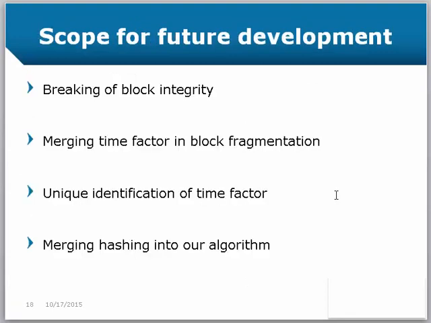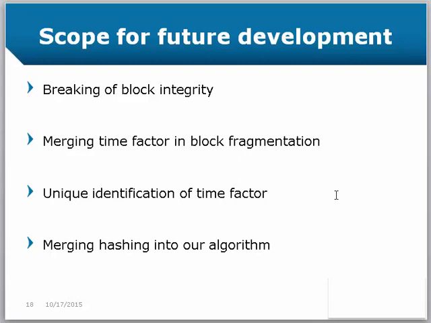Breaking of block integrity: here comes the scope for future development. What can be done in future? Here you can see the breaking of block integrity. Block integrity is defined as follows: suppose we encrypt the first block of plaintext, then it is compulsory that it will be saved as the first block of ciphertext. If we can break this integrity, that is, suppose we encrypt the first block of plaintext and it gets saved as the third block of ciphertext, then it will be a major milestone in the field of symmetric key algorithms.